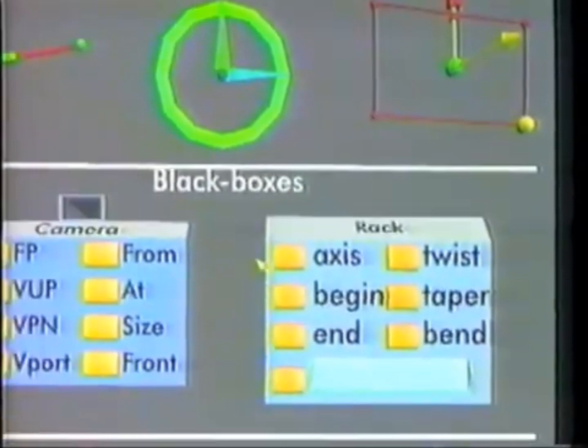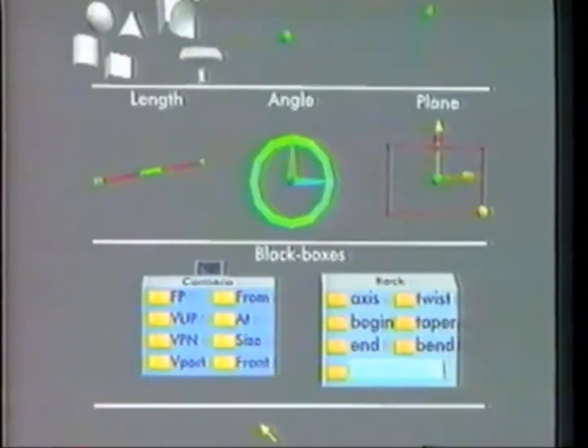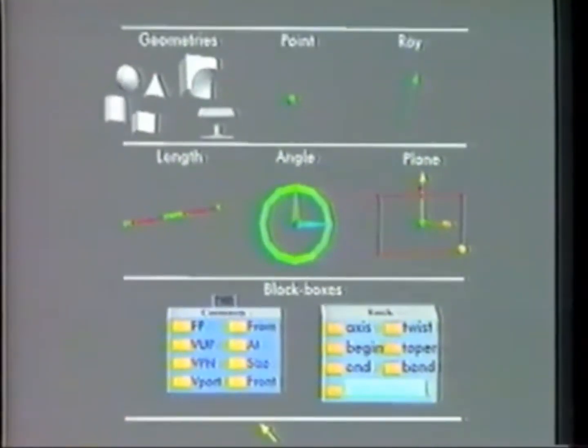The final two primitive widgets are the black boxes for specifying parameters of cameras and deformations. These black boxes, used later in this presentation, consist of an array of ports representing parameters to high-level functions. For example, the function in the deformation box on the right computes twists, tapers, and bends based on its input ports. We expect to expand this collection of black box widgets as needed.